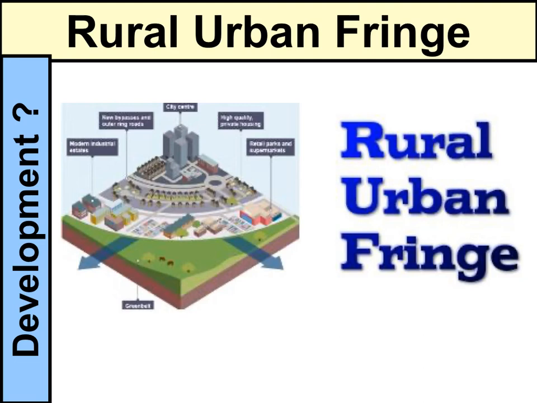So we've just looked at brownfield and greenfield sites, and the greenfield sites particularly that we're looking at are those at the rural urban fringe, the ones at the edge of the city. So rural, that's countryside; urban, that's the cities, that's the built up areas; and the fringe just means edge.